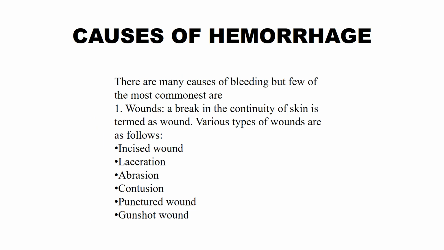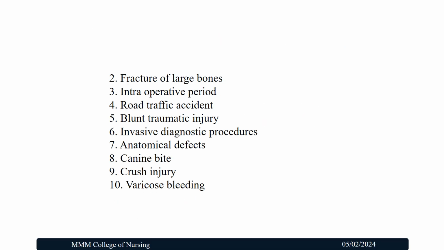So there are many causes of hemorrhage. The first cause will be the wounds, where there is a break in the continuity of the skin. And second cause is the incised wound. Incised wound is nothing but if there is any cut with the sharp objects. Next causes are the laceration, abrasion, contusion, if there is any punctured wounds, or if there is any gunshot wounds.